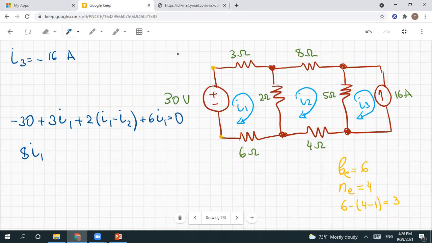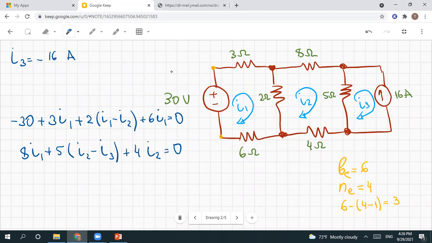So what about the voltage drop in the 5 ohm resistor? In the chat box, it says nothing, because I need to click the mouse to go to the chat box, so it is not clear in front of me. Anyone, go ahead, please. 5 times I2 minus I3. Thank you so much. And plus 4I2, and this is equal to 0, right?